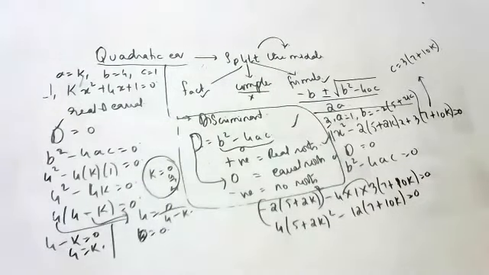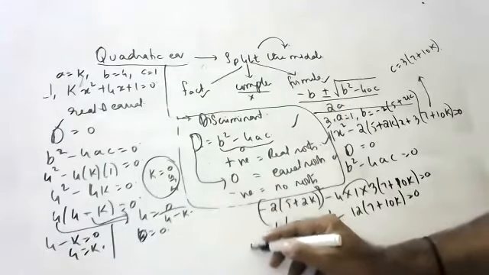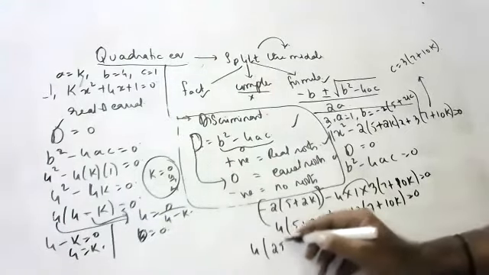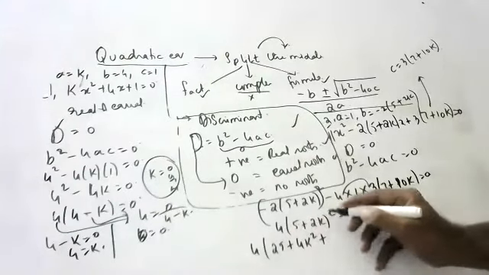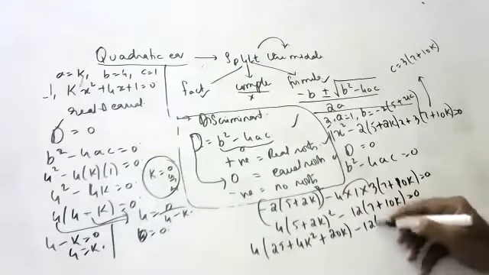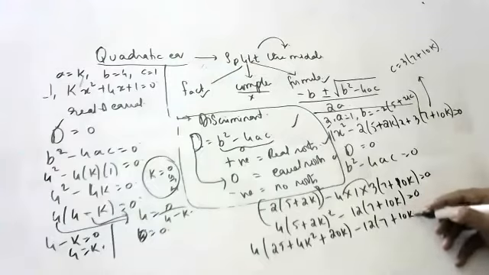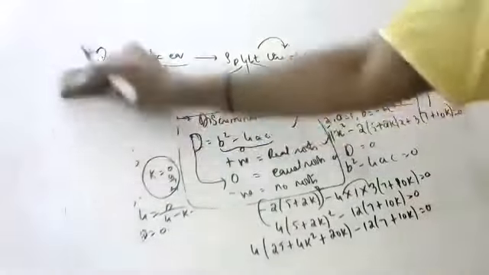Now we have to expand this, children. Let's expand: 4 into 25, plus 4k square, plus 20k, minus 12 into 7, plus 10k, is equal to 0. Okay, children. Simplification. Let's take 4 common, children.